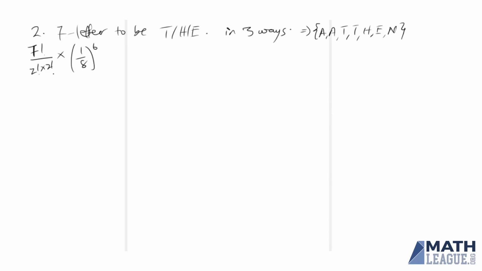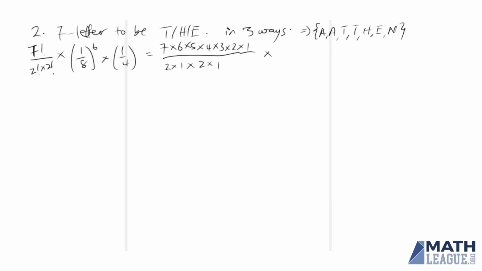That's the individual probabilities for each letter. Times for the N, we have 1 on 4. The probability is 1 on 4. Right. So with this, 7 factorial is usually 7 times 6 times 5 times 4 times 3 times 2 times 1, all on 2 factorial times another 2 factorial, which is 2 times 1 times another 2 times 1.